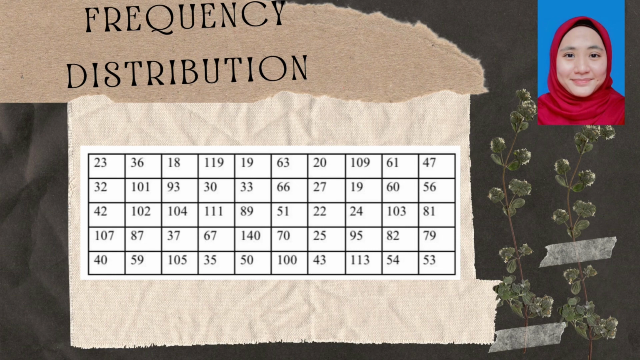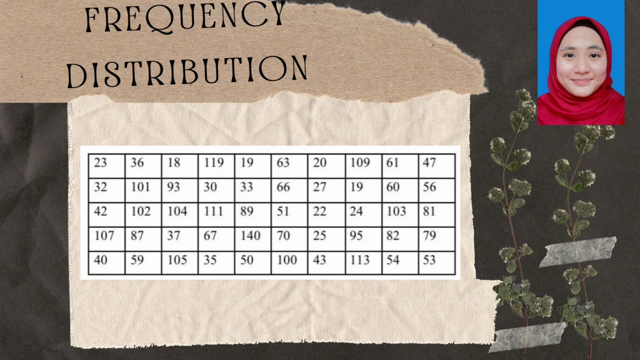There are 3 types of table that can be used to describe data. Among them are frequency distribution, relative frequency distribution, and cumulative frequency distribution. But we only choose 2 among them to describe the data.